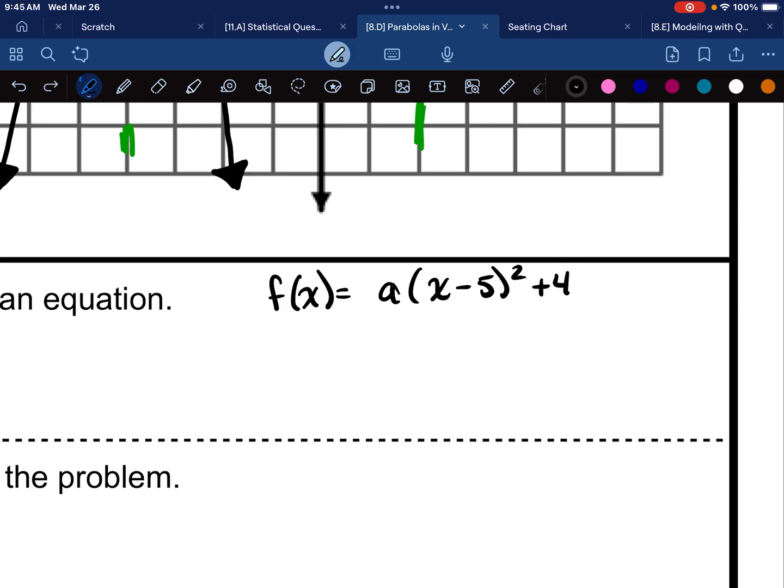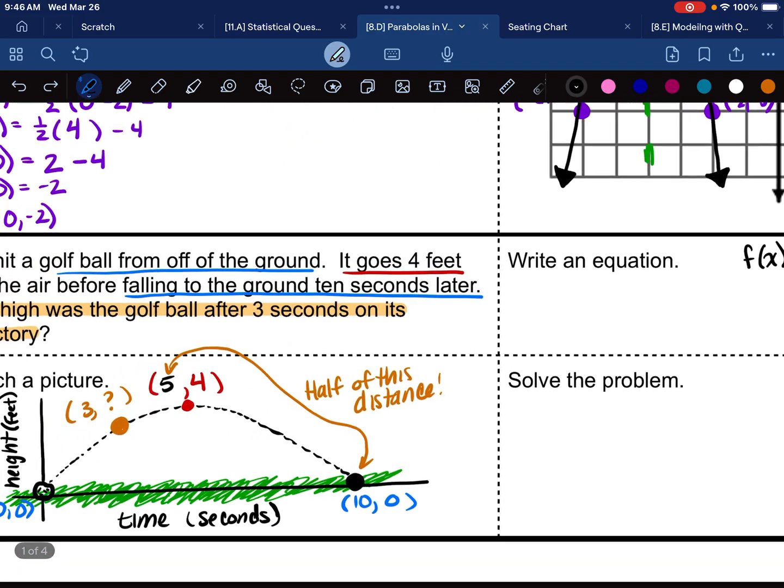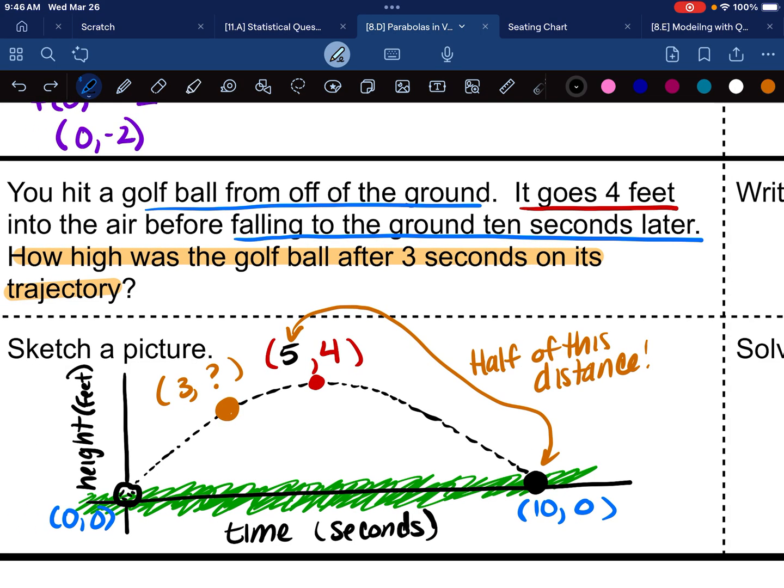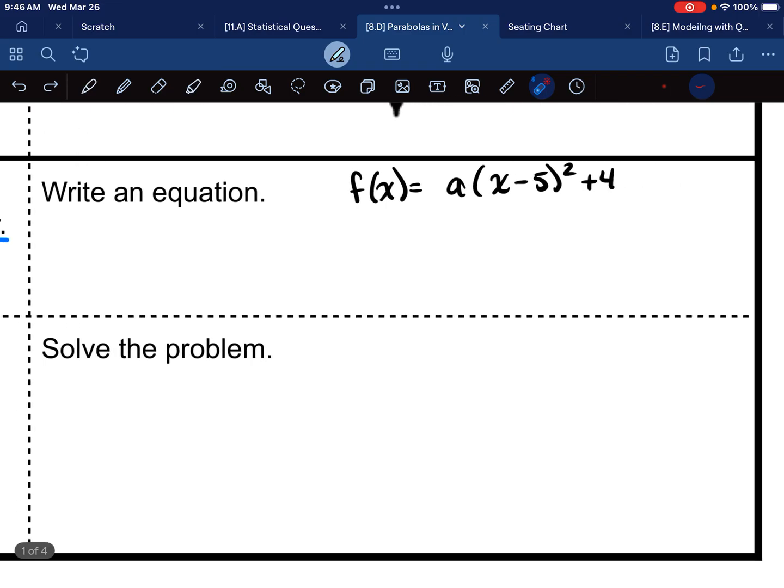Oops. Now I don't know what A is, and that's an issue for me. So the way that we find A, because we need that in order to find the 3, is I'm going to take another point that I know that's on this. I could take the 10, 0, I could take the 0, 0. Either one will get me there. I'm going to use 0, 0 because I'm lazy and it's nice small numbers.